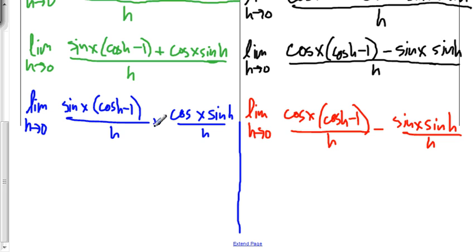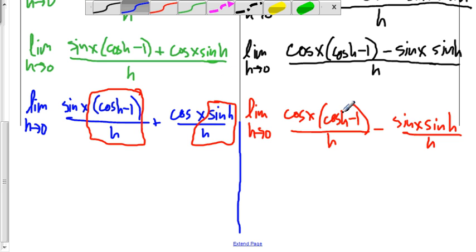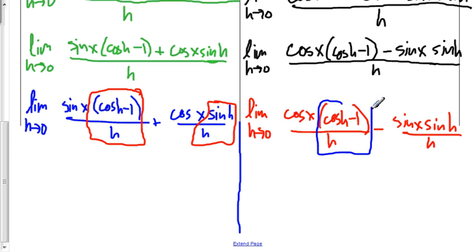Now that I have them as two separate fractions, I should start to visualize, hey, this is pretty important. That was one of our special trig identities, and this was one of our special trig identities. And then over here, we get the same thing on each of those fractions. So let's direct substitute and see what we get.